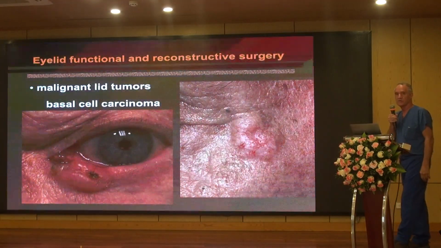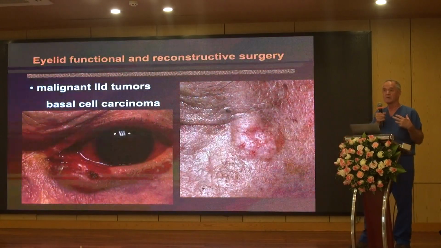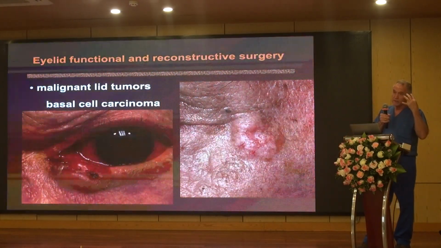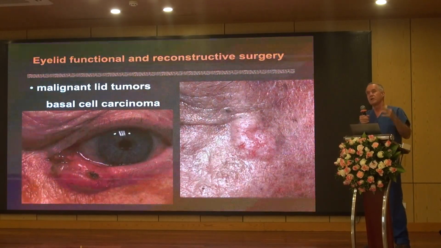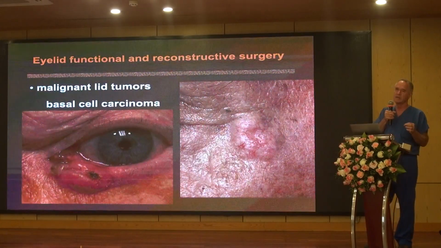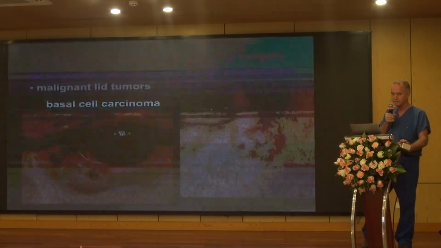Basal cell carcinoma is the most common one that I see in my practice of all of the skin cancers. It can become quite extensive and spread into the orbit and into the sinuses and into the skull, but it usually does not metastasize to other parts of the body. It can metastasize, but it's very, very rare to metastasize.